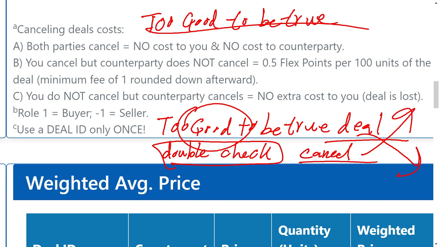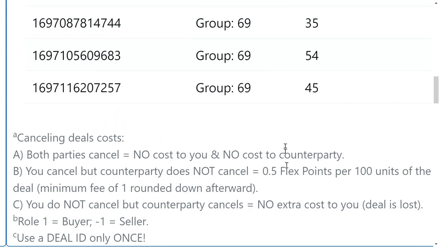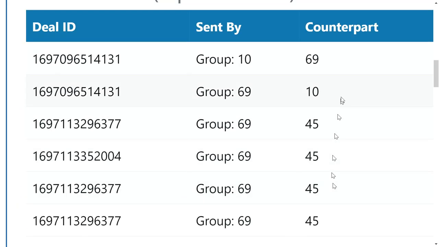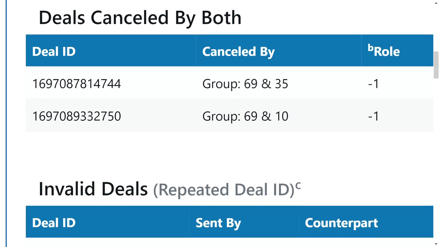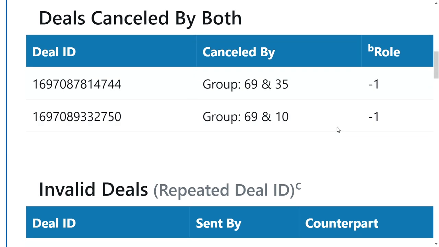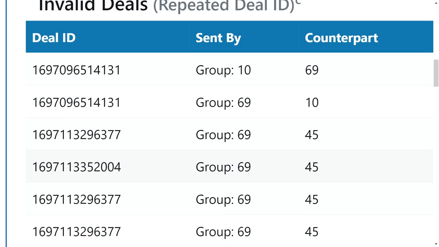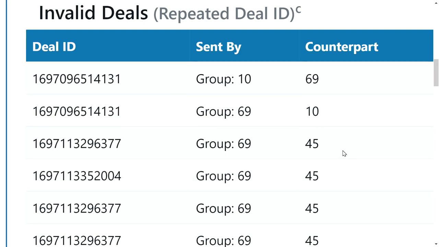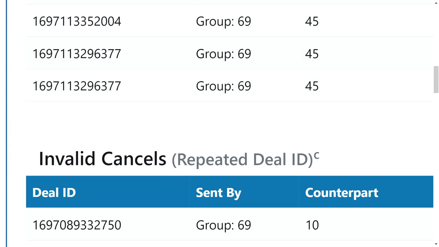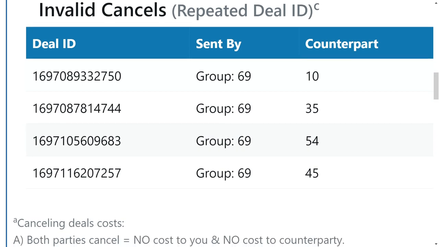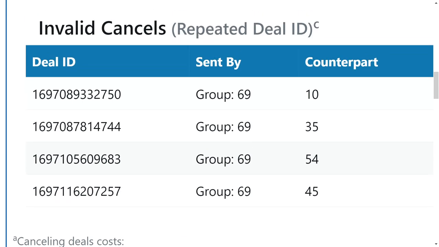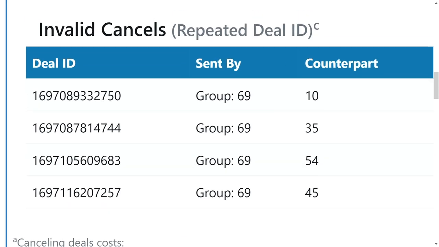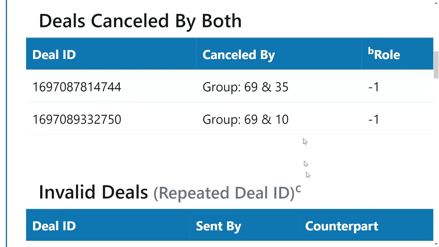All right, so that seems a little bit complicated, right? It's not too bad, though. So let's come back and look at this readout. So here we have canceled by both. That's very simple. And here we have invalid deals. These are deals that don't work. And here we have invalid cancels. These are cancels that are wrong. Something is wrong with them. We're going to look at these a little bit later.